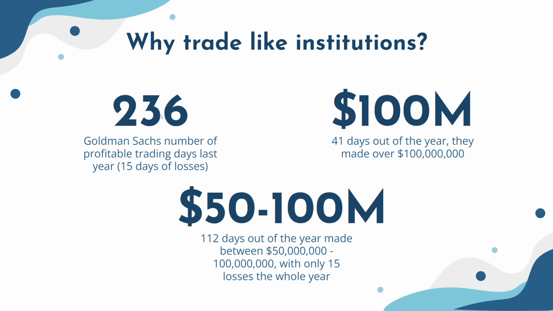So there's 236 days last year that Goldman Sachs was profitable, right? There was 15 days of losses and 236 days that were green. 41 days out of those 236 were over $100 million days. And then the 112 days were between 50 to 800 million, right? And this is all maintaining 15 losses throughout the entire year, right? So this should be more than enough of a reason to trade like them or with them, right?